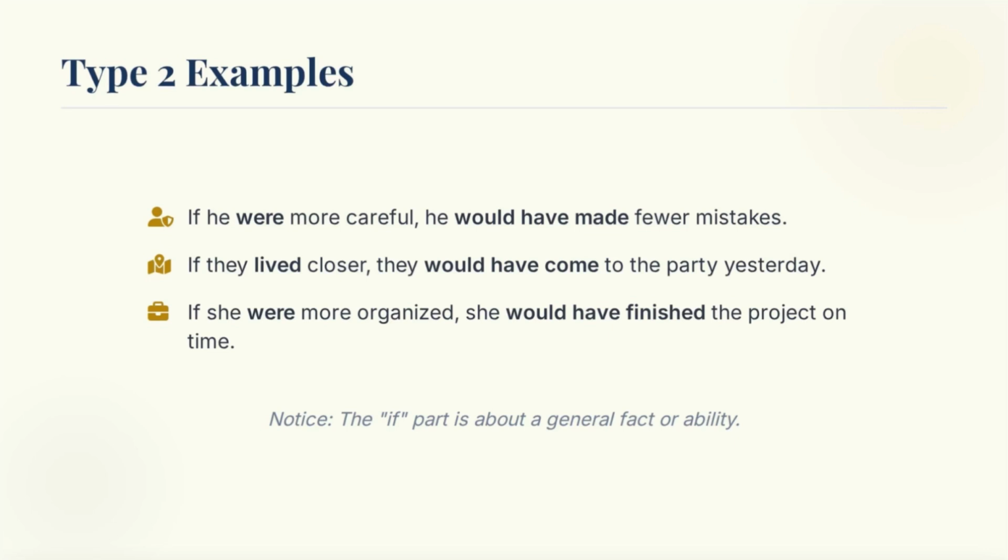So here, the present situation is that he is not careful enough, and because of that, there were mistakes in the past. Another example, if they lived closer, they would have come to the party yesterday. This means they do not live close now, so they did not come to the party in the past. So this type means present condition that is somehow related to a situation or a condition in the past. The present situation causes a past result.